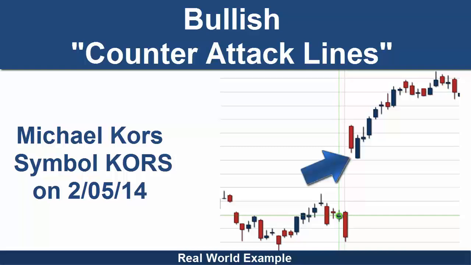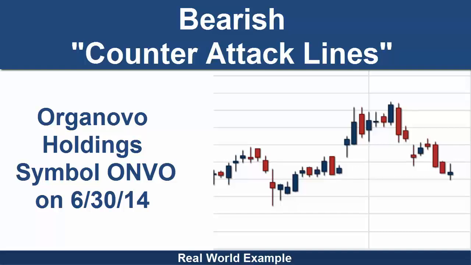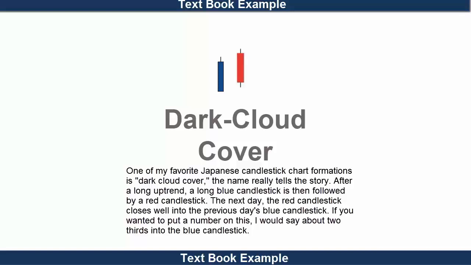Congratulations, you found it. They tried to push prices down, couldn't do it, and look what happened. Prices went higher. That's what counterattack lines do. In this example, we're looking at a counterattack line that's bearish. We're looking at the stock Organovo, and you can see quite easily where this comes in. So can you spot the counterattack line? Congratulations, that's exactly where it is. And look what happened to prices afterwards. They went lower.